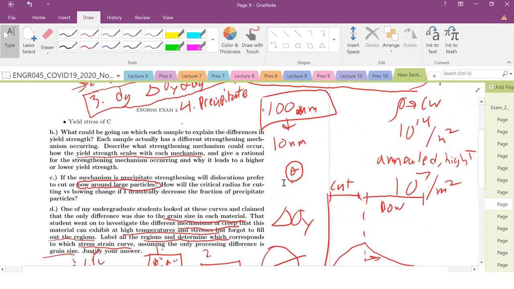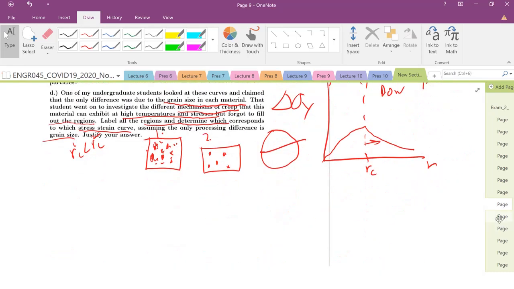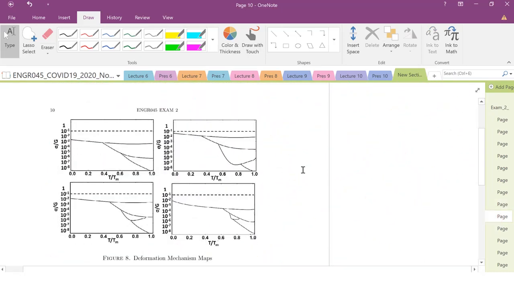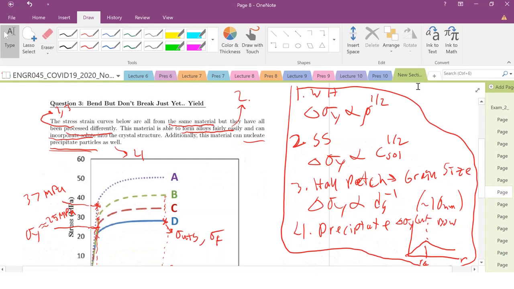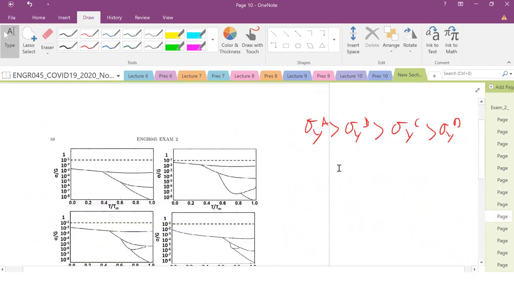So let's go back and look at our deformation mechanism maps, which are right here. Unlabeled, we need to fill out everything. So let's go ahead and get started. Just to remind ourselves, we know that sigma y of A is greater than sigma y of B is greater than sigma y of C is greater than sigma y of D. Let's make sure that's actually the case. Yep, still true.